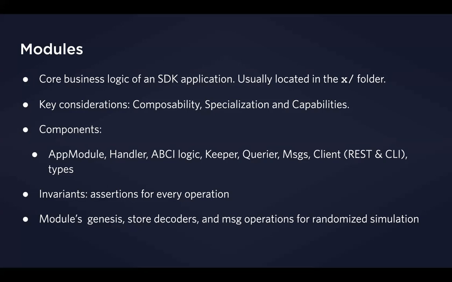It also has some invariants, which are the assertions that I mentioned before. Module genesis, store decoders, and message operations for the simulator. So the simulator is a nice feature that we implemented on the SDK to run fast testing of transactions. You basically generate a random genesis JSON and you run state transitions with randomized transactions. So you can actually check if your application has non-determinism, or that the export and then import logic is wrong, or that there's a panic that will potentially halt the chain. It comes in very handy when creating applications on the SDK, and it's really easy to set up using the module manager.